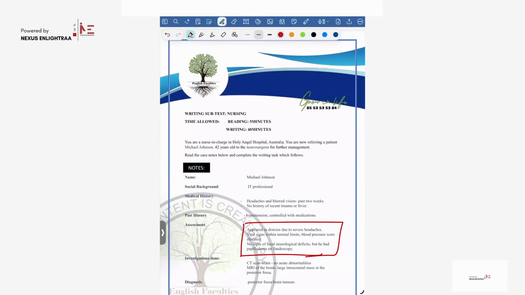Then the next one that you need to read is investigations. CT scan of the brain, no acute abnormalities. MRI of the brain showed large intracranial mass in the posterior fossa. And this is the key clinical finding. It is the main reason for referral. So you're referring him, but this is the main reason. And then diagnosis. Diagnosis is posterior fossa brain tumor. So this is the diagnosis.